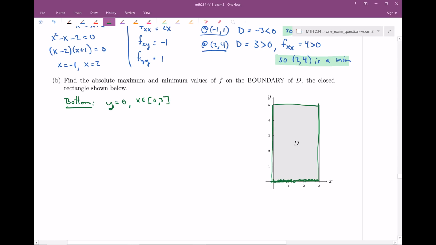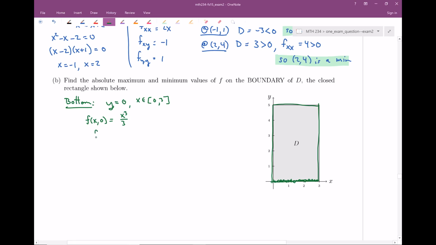And now we're going to go ahead and use our function. So I'm going to go ahead and calculate f of (x, 0). So 0 everywhere I see a y, again, because we're on that piece of the boundary. And so, okay, let's see, we're going to have x cubed over 3, minus 0 plus 0 minus 0. So that's all there is to it. So I'm finding minimums and maximums for this function, again, just on the boundary.